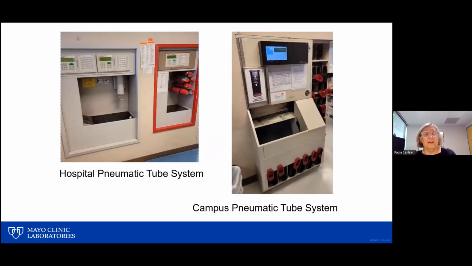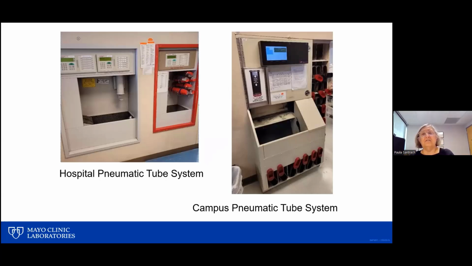And then when the collections are completed, we can use a hospital pneumatic tube system. So if we have to send something to someone somewhere else in the hospital, we can do that. But we also have a campus tube system, and that is where we can send samples and the like downtown for analysis. So we use both tube systems.